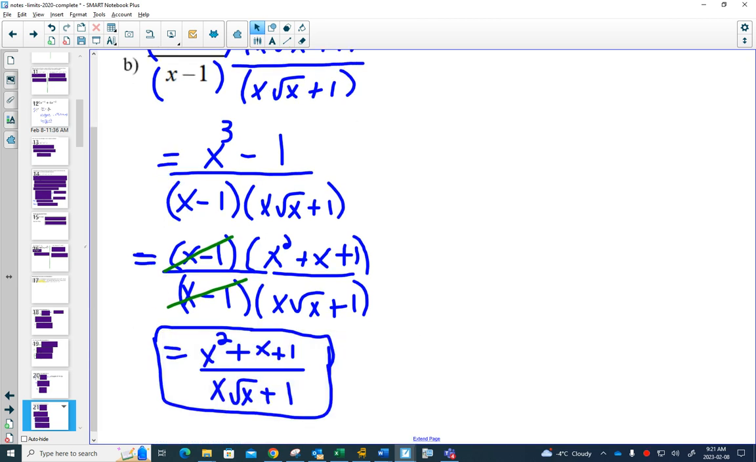And we get this. Which means that this original graph would have had a hole at 1 comma. And if we want to find the y coordinate of the hole, we now see, can I plug it into the new equation? Is 1 allowed? Yes. I would get on the top 1 plus 1 plus 1. Love that math. 3. And on the bottom, I would get 1 times 1 plus 1, 2.